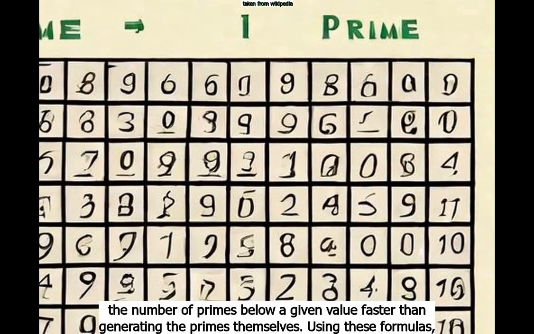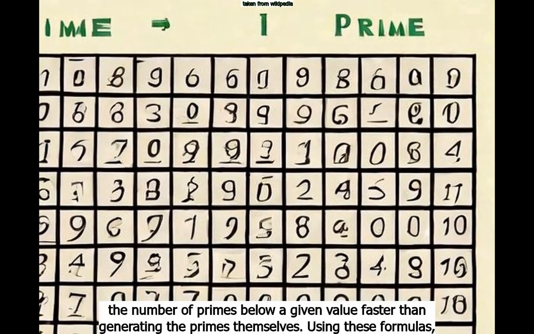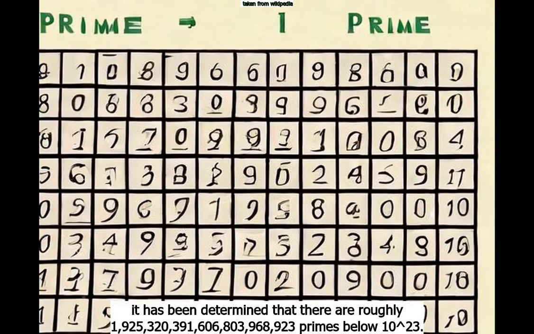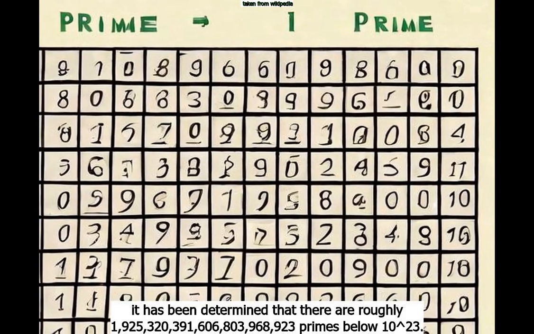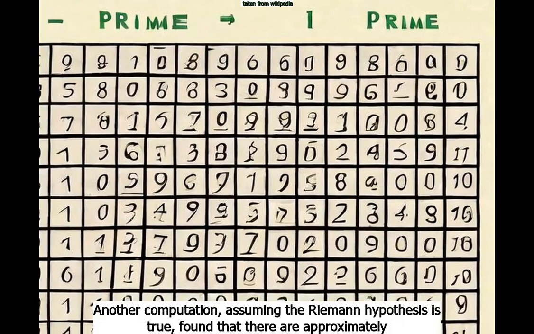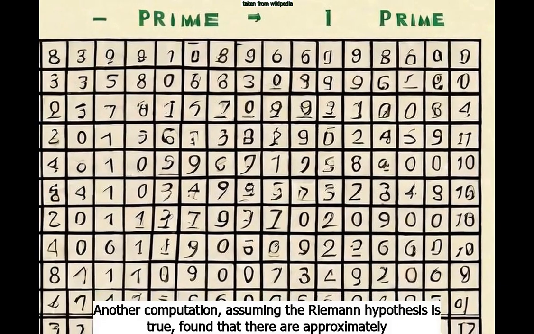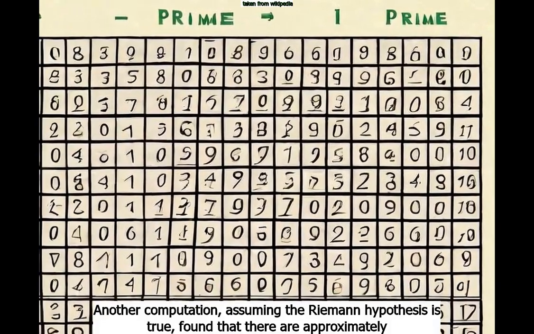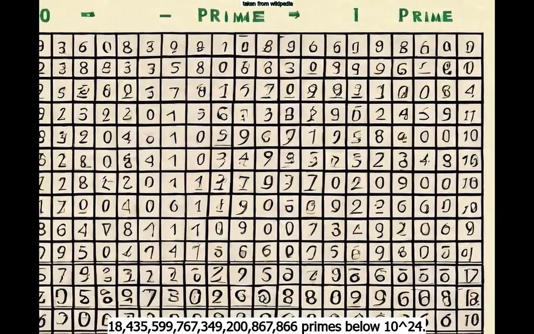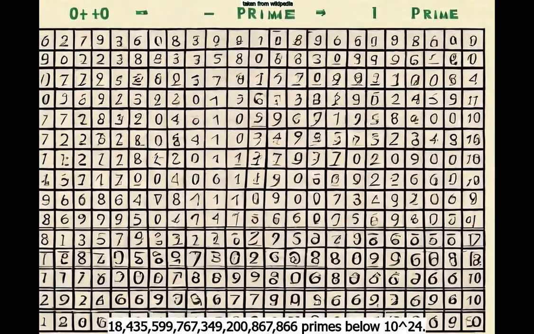Using these formulas, it has been determined that there are roughly 1,000,925,320,391,606,803,968,923 primes below 10 to the power of 23. Another computation, assuming the Riemann hypothesis is true, found that there are approximately 18,435,599,767,349,200,867 primes below 10 to the power of 24.